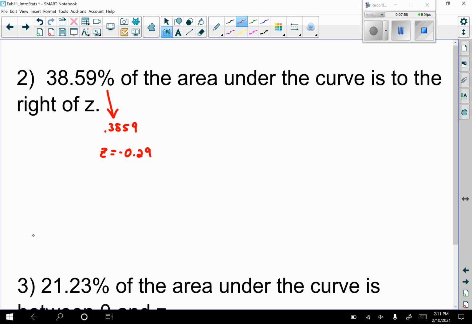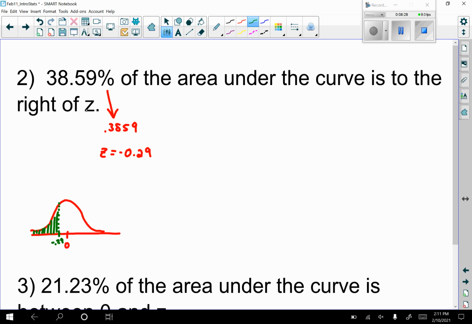So if we go to sketch this, we're looking at right here, negative 0.29. What the calculator is showing is that this is the area to the left. So that's what we typed in and we got this. But we want to say that this is to the right.